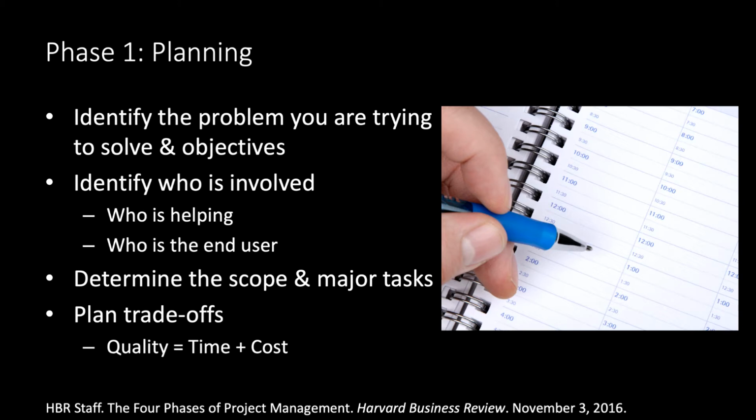While planning, you want to determine the scope and the major tasks that need to be completed to meet the deliverables for the project. And finally, you want to plan for trade-offs. When we talk about trade-offs, we're talking about the overall quality of the project as a function of the time and effort or costs that go into the project. So the amount of time you spend on it and what resources go into it, obviously as those go up, you think you're delivering a much higher quality product.